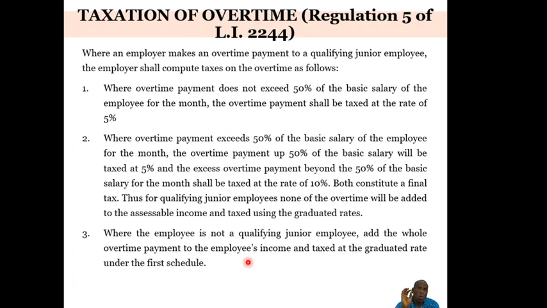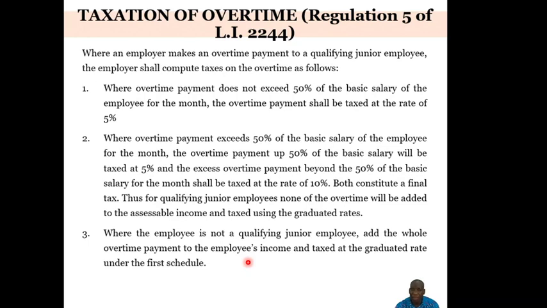Now the question is, who then is a qualifying junior employee for whom we don't add overtime to their income and tax, but we tax separately? Note, if the employee is not a qualifying junior employee, when it comes to the taxation of the overtime, add all the overtime figure to the person's income or the cash benefit and tax using the graduated rate, which is normally listed under the first schedule of the Income Tax Act.